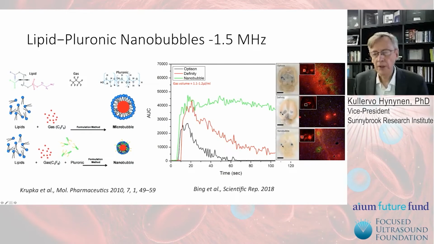They seem to be as effective or maybe more effective than Definity or Optison in producing blood-brain barrier opening. You can see these enhancements here with all of them. So even these very, very small nanobubbles seem to be effective in modulating blood-brain barrier permeability.